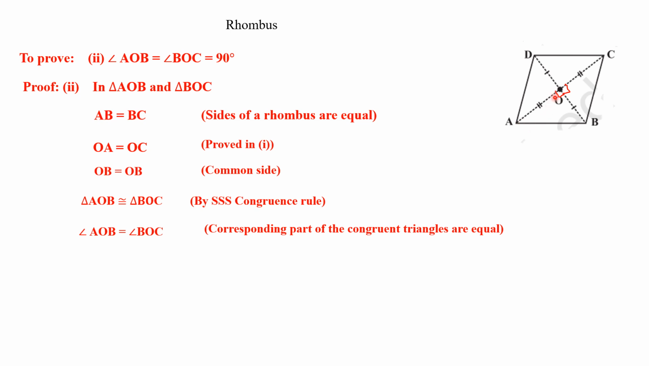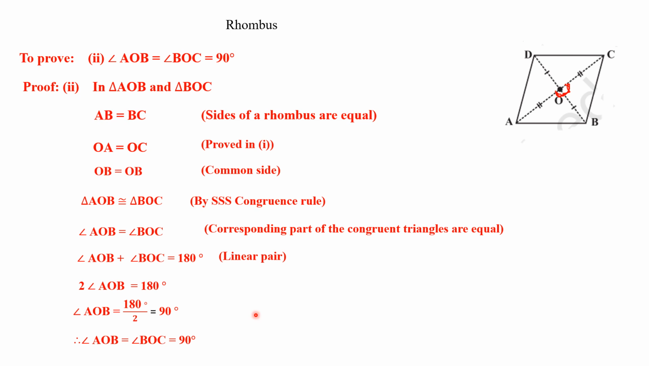Now, if you see here, AOB and BOC are forming a linear pair. Yes or no? AOB and BOC, together they are forming a linear pair. So their sum will be 180 degrees. And we already know that both the angles are equal. So I can write here that twice angle AOB equals 180 degrees, because I have substituted angle BOC also as angle AOB, because both are equal. So from here I get angle AOB is equal to 90 degrees. So if angle AOB is 90, angle BOC will also be 90 degrees. Okay.